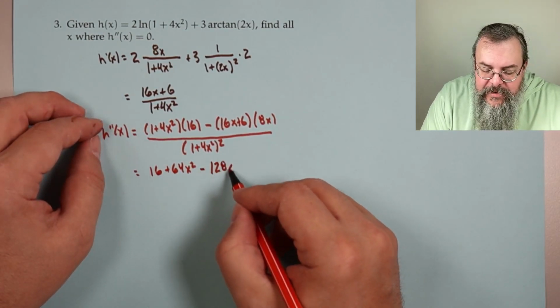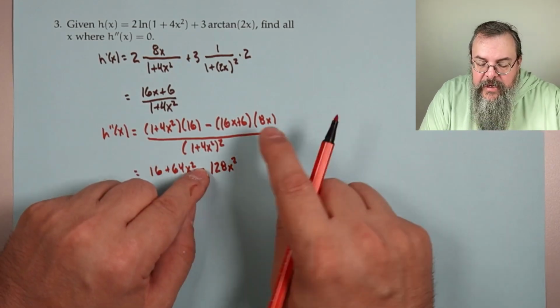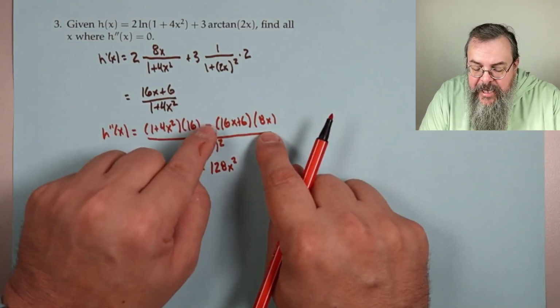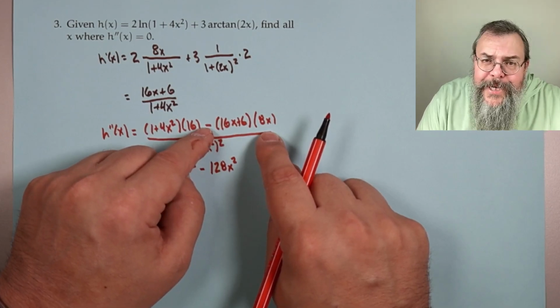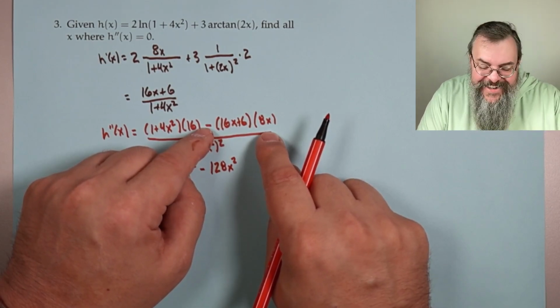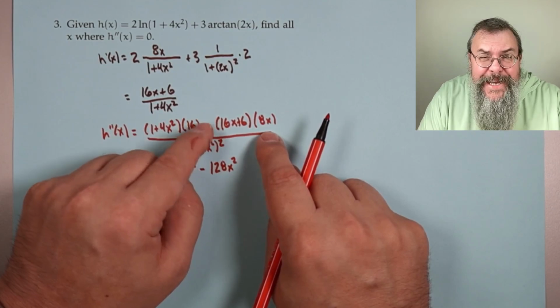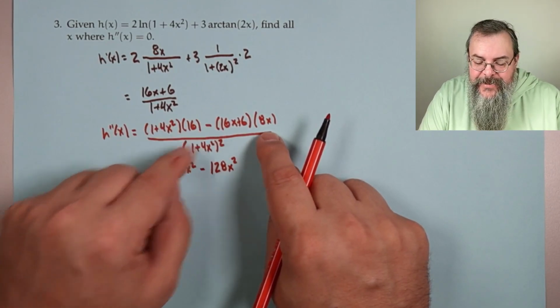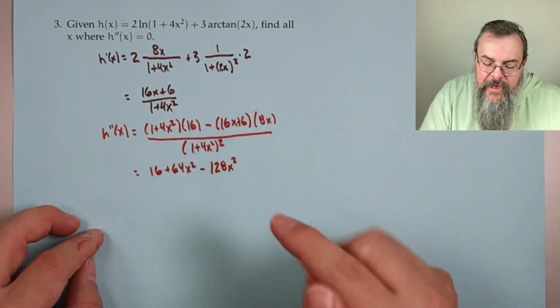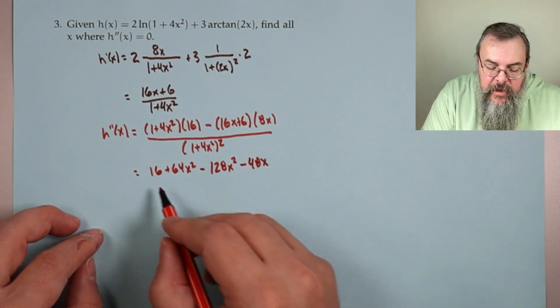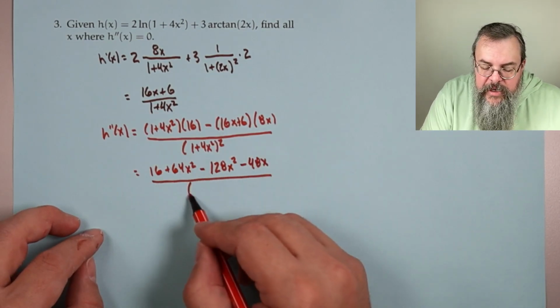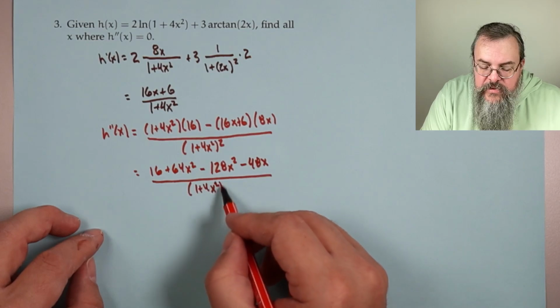So 128x squared minus, and then 6 times 8x, and don't forget that minus. It's easy to forget the minus. They might say, how do you know that? Because I've done it before. So that's why I try to pay extra attention. All right, so 6 times 8, minus 48x. And, okay, all that over the bottom squared.